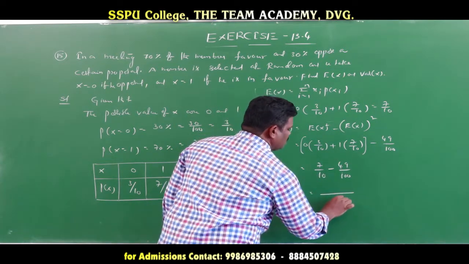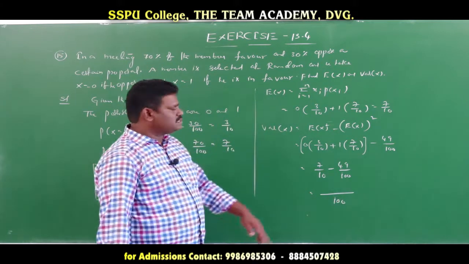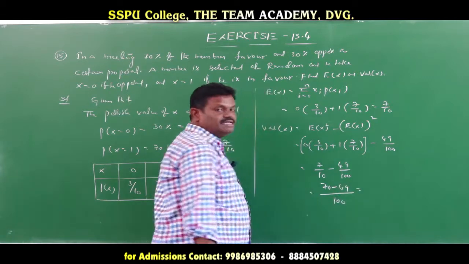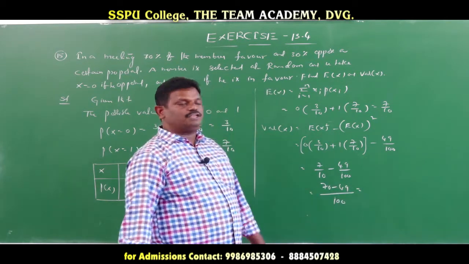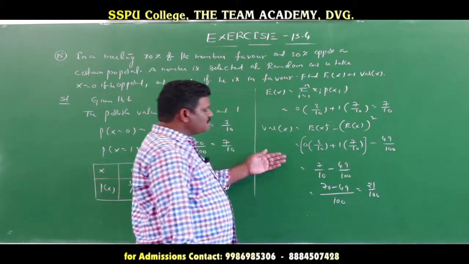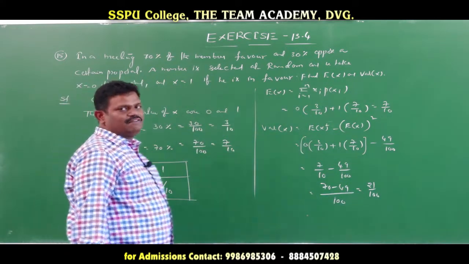If you take the LCM, it is 100. So 10 tens are 70. So 70 minus 49, that is 21. So 21 by 100. Okay? So this is the variance and this is the expectation of the given data.